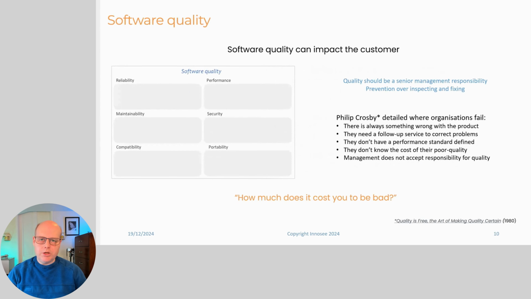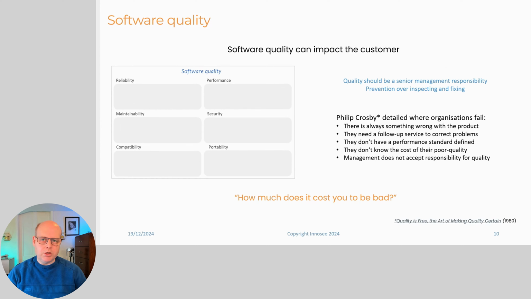Software quality can have a major impact on the customer, and you can see there are 6 aspects listed here, including security and compatibility. Quality should be a senior management responsibility. In fact, quality should be considered a culture. Prevention over inspecting and fixing, so always look to catch errors rather than let them loose into live. This reduces the cost overall as the feedback loops are very slow.